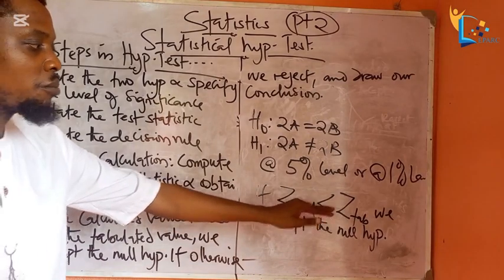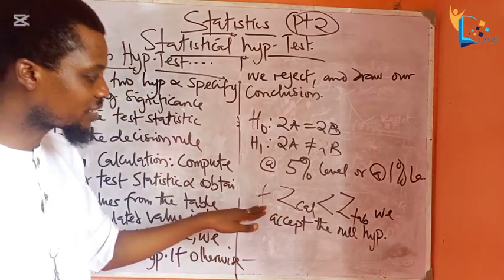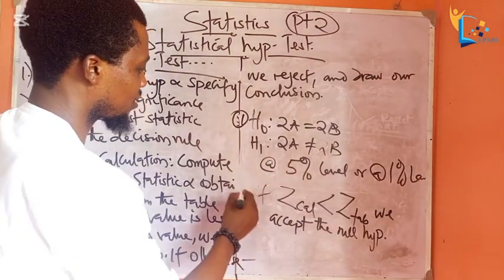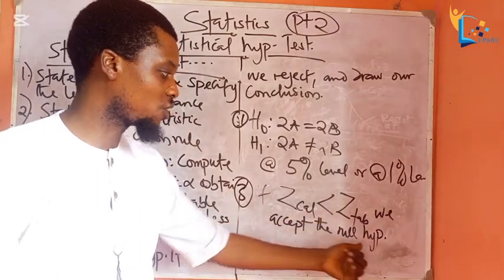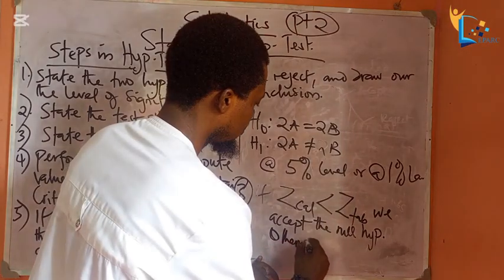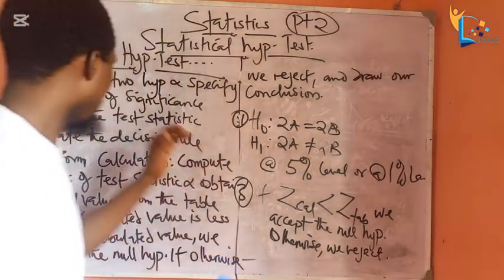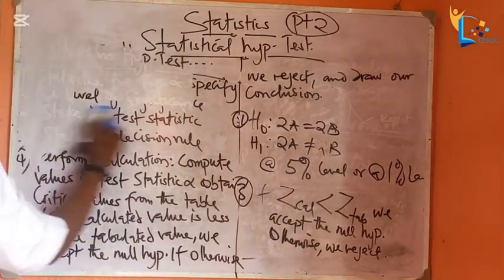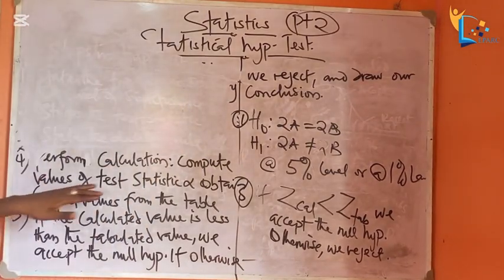Before we go ahead to solve or input our parameters, we state our decision. This is step 1, step 2 is to state the statistic, this is step 3. So if z calculated is less than z tabulated, we accept the null hypothesis. Otherwise, we reject. So we have stated our decision now. The next thing after that, we perform the calculation.